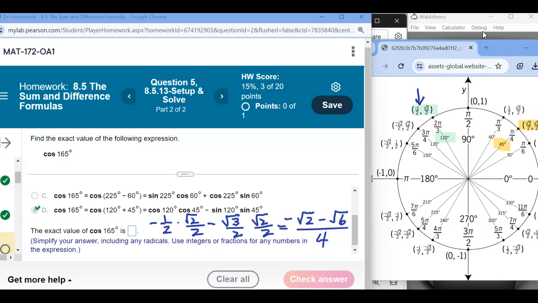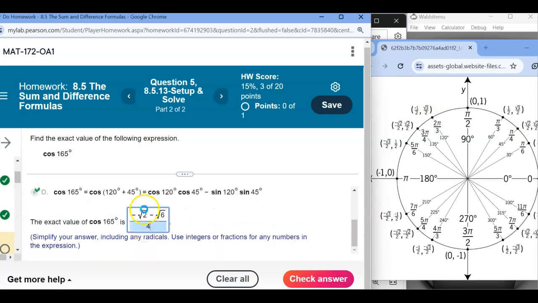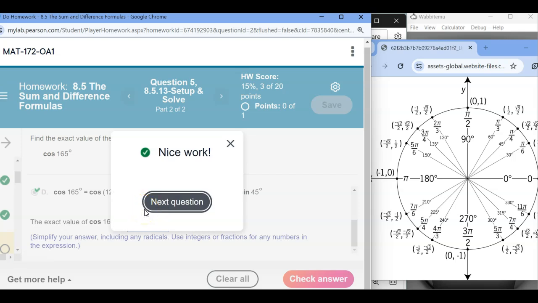Alright, so I'm just going to transfer that over and make sure you understand it says simplify using radicals and fractions. Okay, you're not allowed to put a decimal. Alright, so there's what my answer looks like. Okay, just be careful when you plug into these formulas. Make sure you get your signs right.